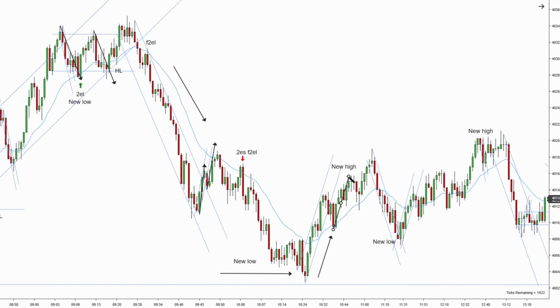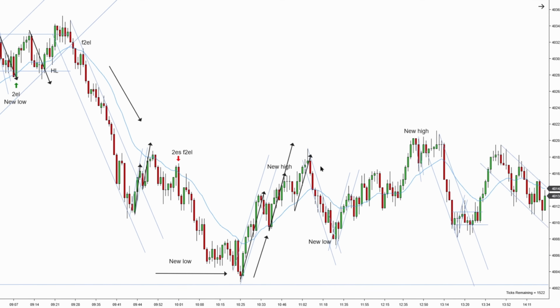You can see we have first leg here, second leg here, and also this was the first leg, pullback, second leg. So this is going to be a great area where you can see that the market likes to move in pairs of twos, a larger two-legged pullback and smaller two legs within.